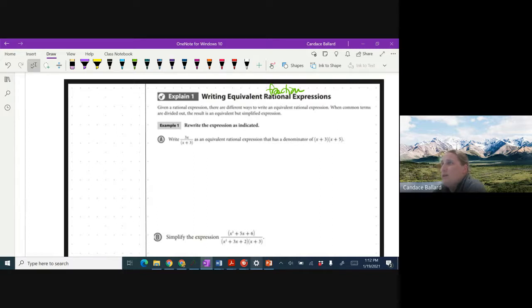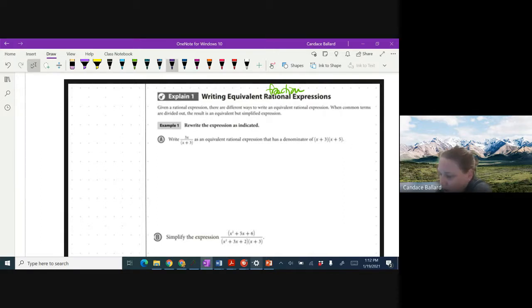So what they want us to do is write 3x over x plus 3 as an equivalent rational expression that has the denominator (x plus 3)(x plus 5). This is a little bit weird, but they're trying to get us to see a common denominator and create one. I don't think I put any of this particular one on the homework, but it's a good lead up into what we're going to do in the next example.